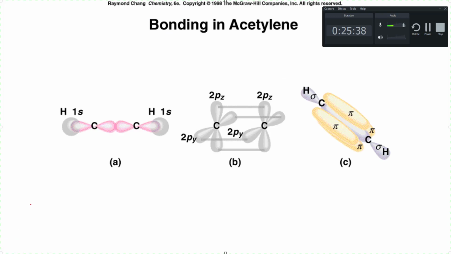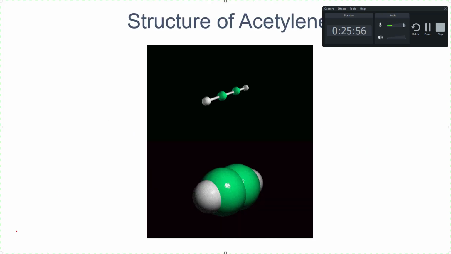So here's just a few more views. This molecule with a carbon-carbon triple bond is called acetylene, or it's also called ethyne. And so it would look like this in terms of its sigma and pi bonding. And again, it would be linear. If I can't see the pi electrons, it would look like that.